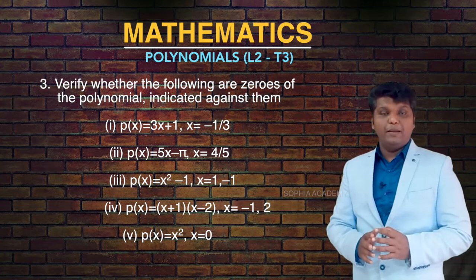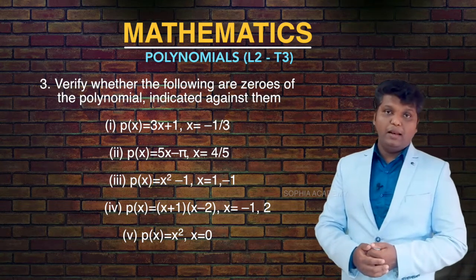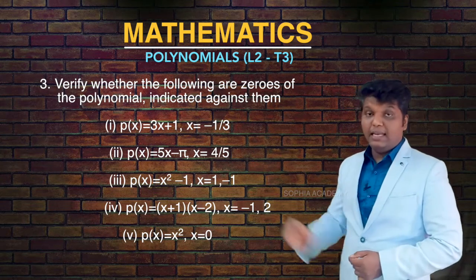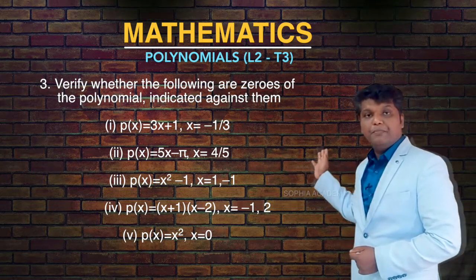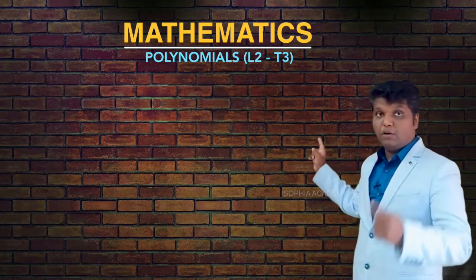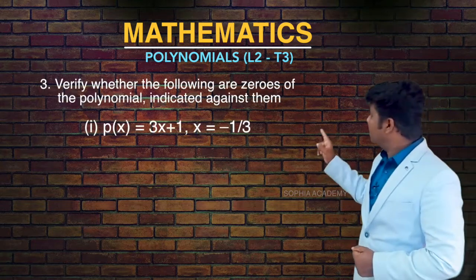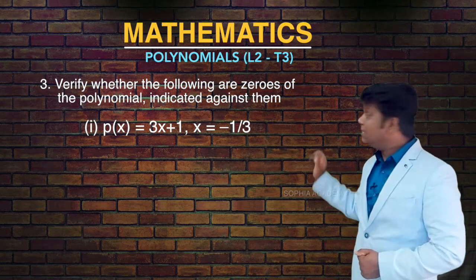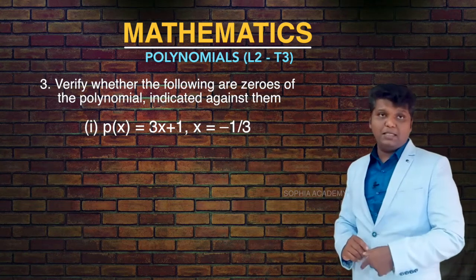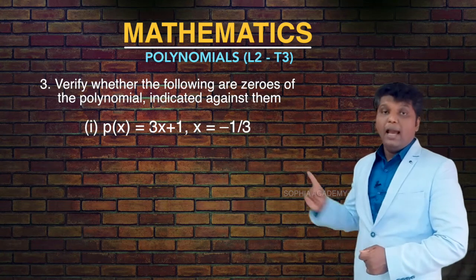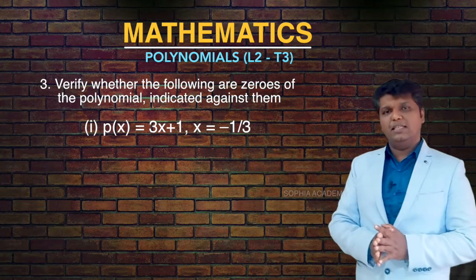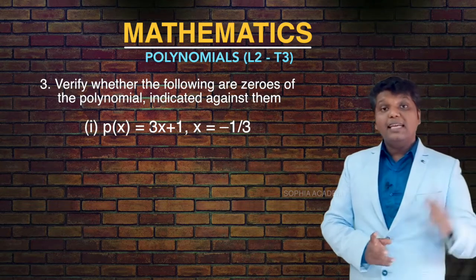Okay, now let us go to the main question number 3, a typical question. Verify whether the following are the zeros of the polynomial which is indicated against them. Here some polynomials are given and on the right hand side, the answers also will be given. Let us check out the very first question. Here goes. P of x is equal to 3x plus 1, comma, x is equal to minus 1 by 3. There is a polynomial given, 3x plus 1. And on the right hand side, after the comma, a solution is given. I mean, a 0 is given.